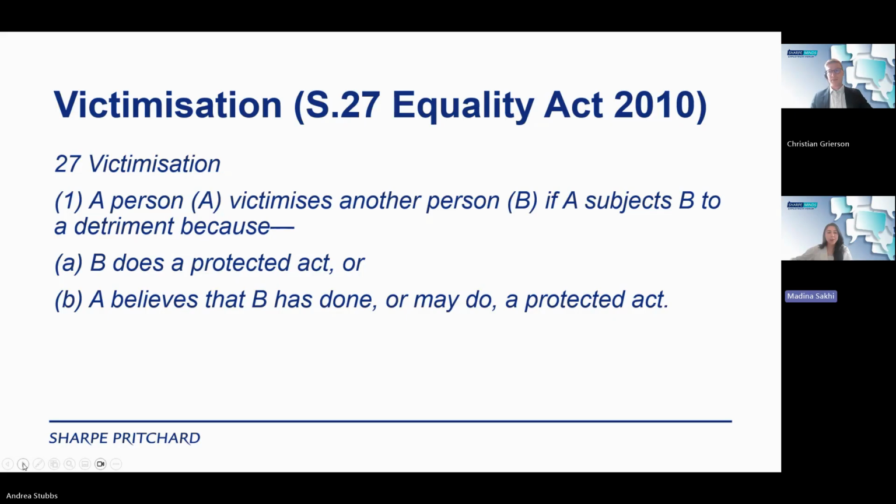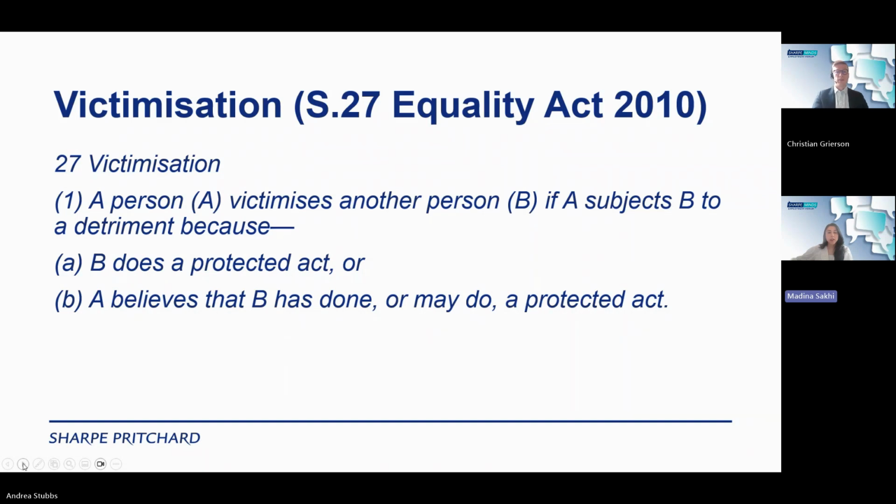So good morning, everyone. I'll be introducing today's topic, which is victimization under the Equality Act. So Section 27 of the Act defines victimization as occurring when a person is subjected to a detriment because they've either done a protected act or they're believed to have done or may do a protected act. So this can include things like bringing a discrimination claim, giving evidence in someone else's case, making an allegation of discrimination, or doing anything else under the Equality Act in connection with the rights under the Act.